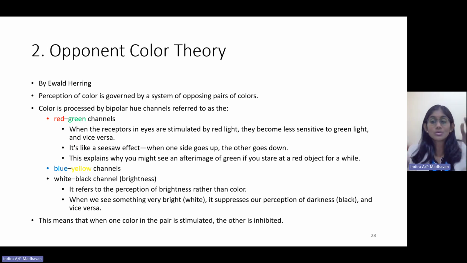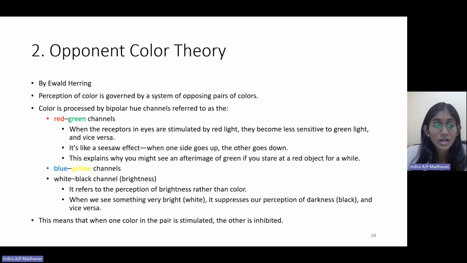So that's why it is always explained that this opponent color theory works like a seesaw. When one gets activated, another one gets deactivated. When another one gets activated, this one gets deactivated. So it's like a seesaw effect. When one side goes up or gets activated, the other goes down as it is deactivated.